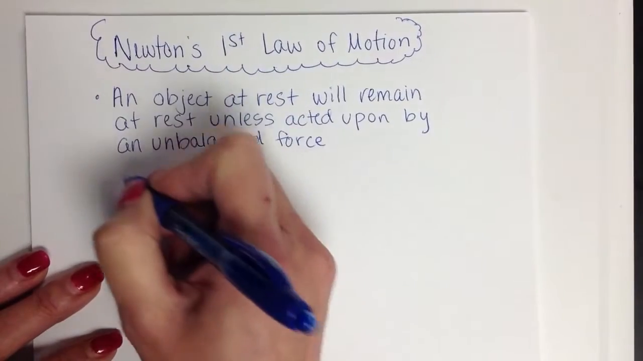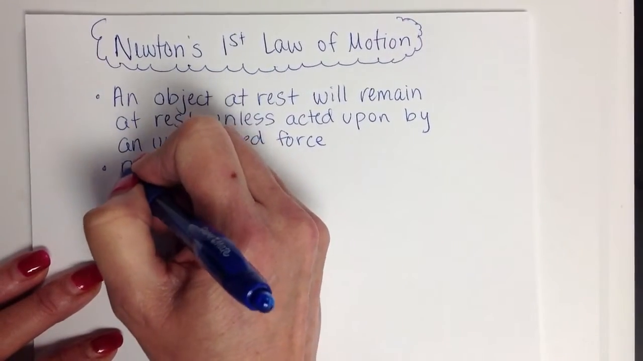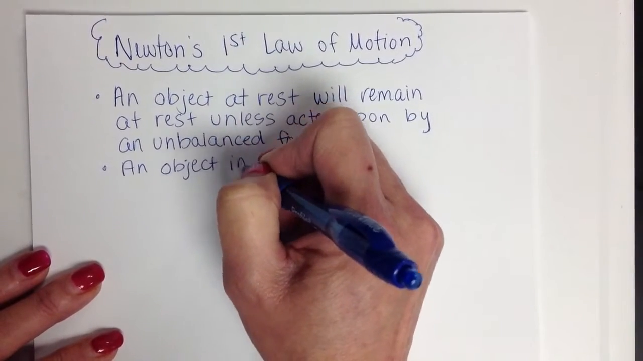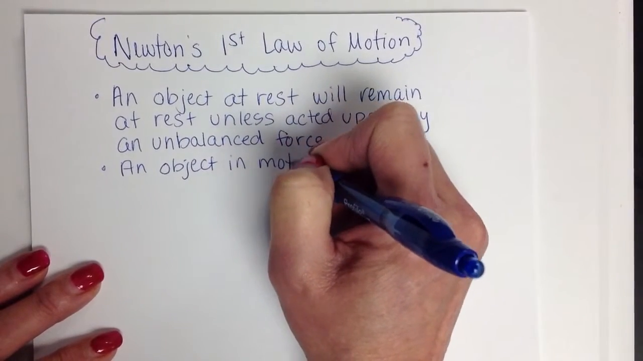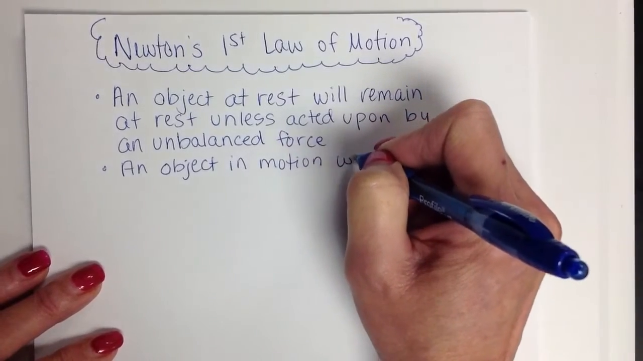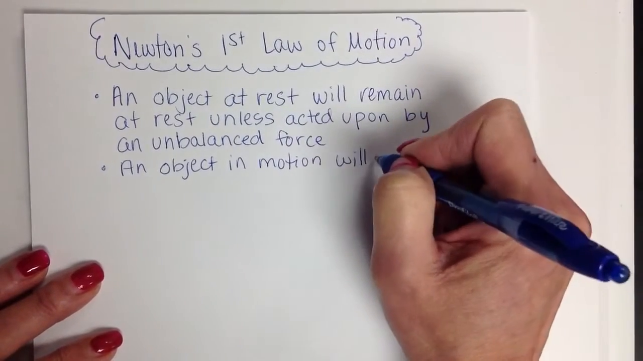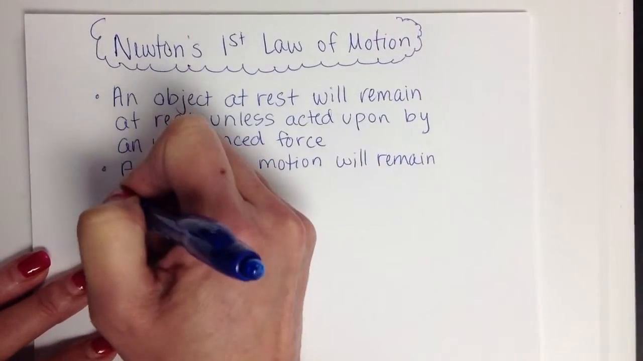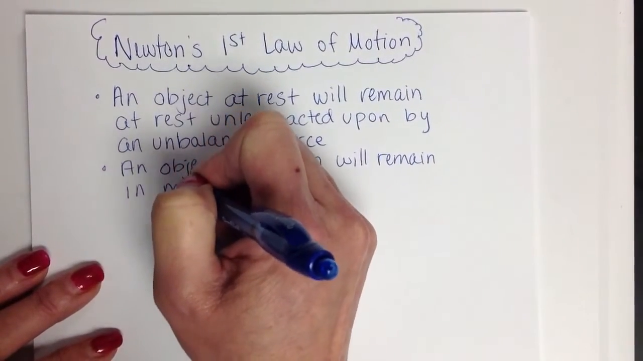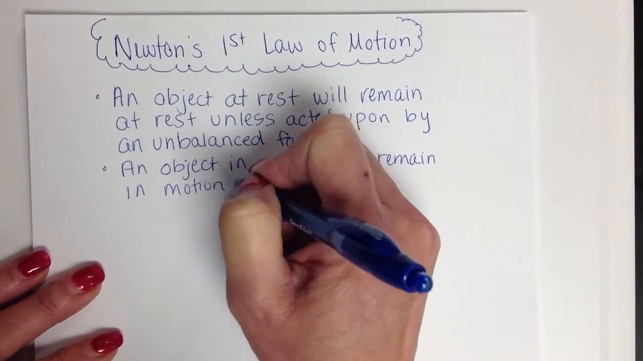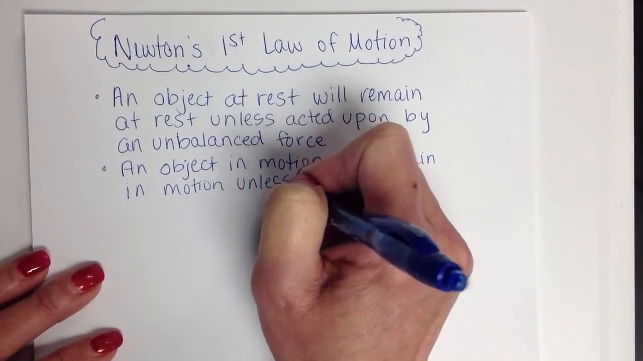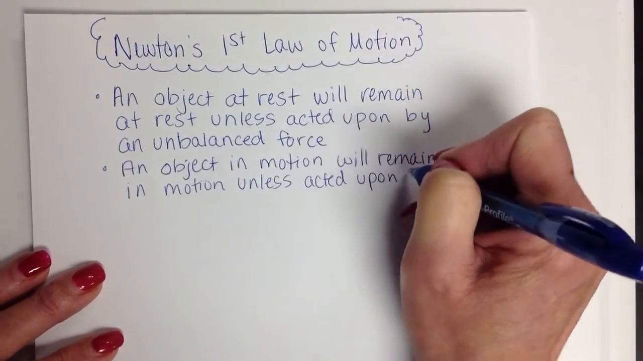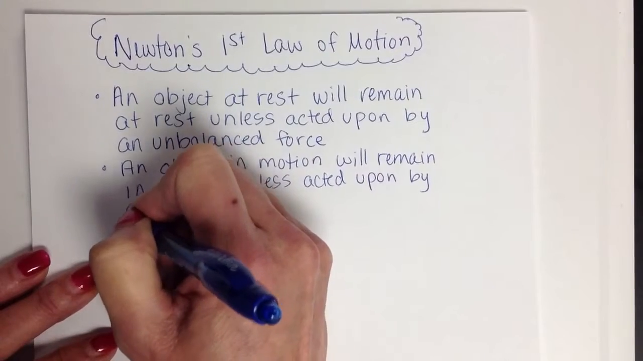So that was part 1, and then part 2 of it says an object in motion will remain in motion, meaning moving. Object is going to stay moving. Will remain in motion unless acted upon by, you guessed it, an unbalanced force.